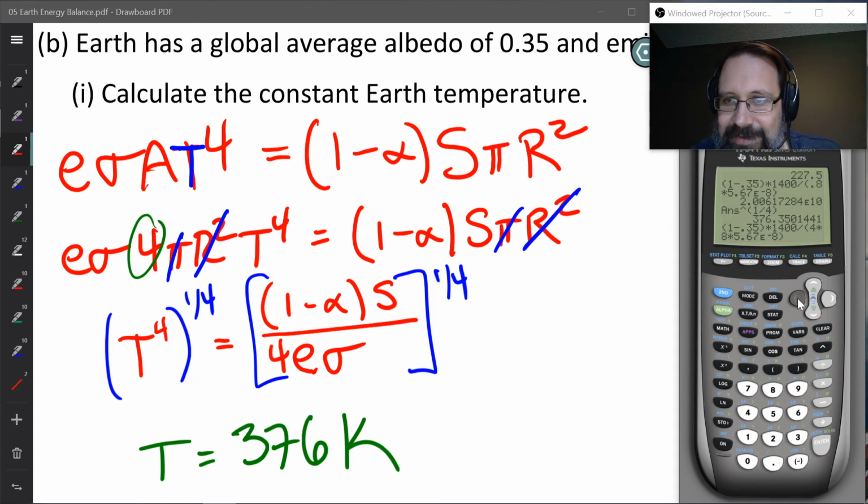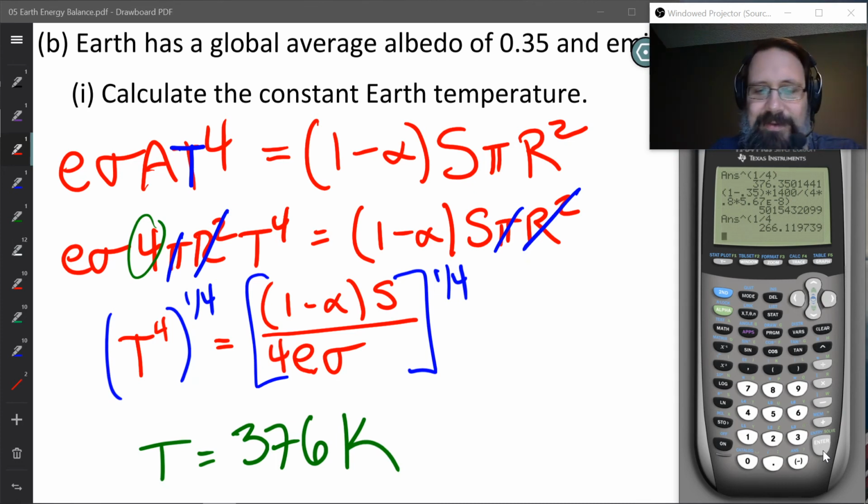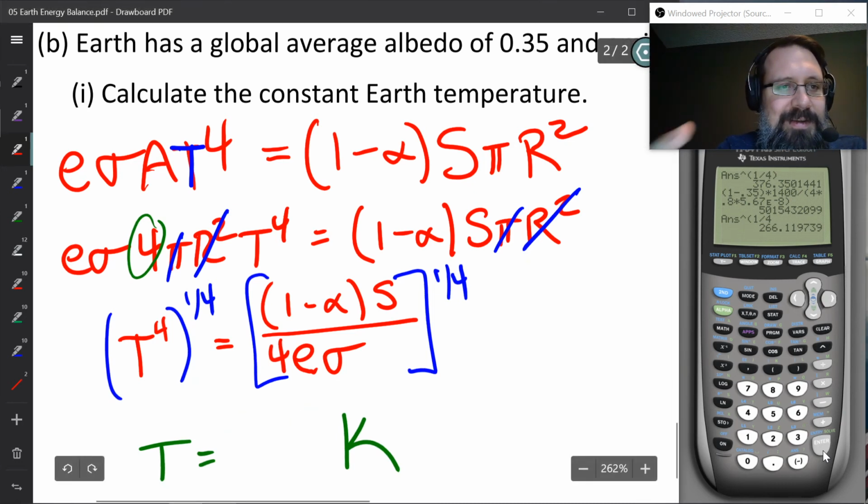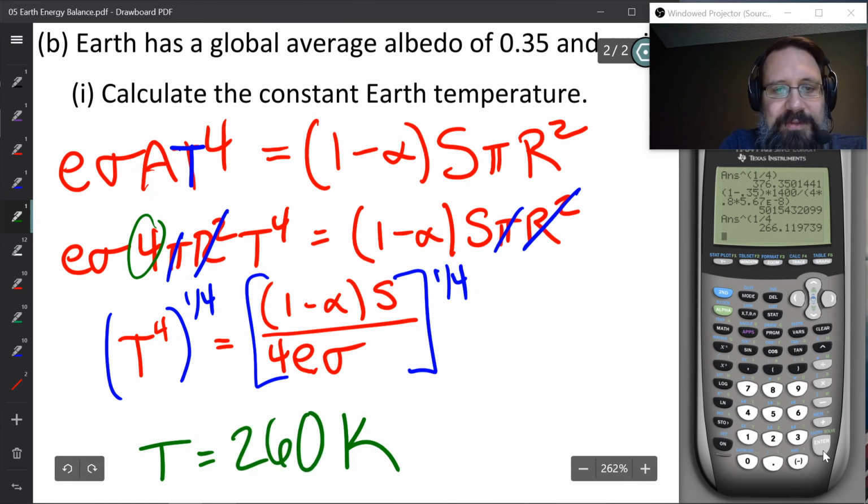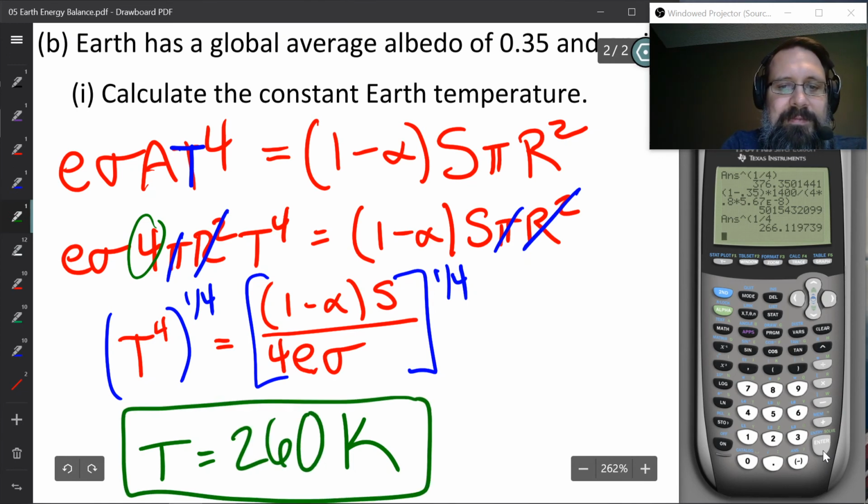Ugh, what did I do? 4 times 0.8. So this needs to be, I lost the decimal point there. 4 times 0.8 times, yeah, there we go. And then that is going to be to the 1/4 power. There we go. That's what I was looking for. 266. Let's do it. We only have 2 sig figs, so we'll say 260 Kelvin.